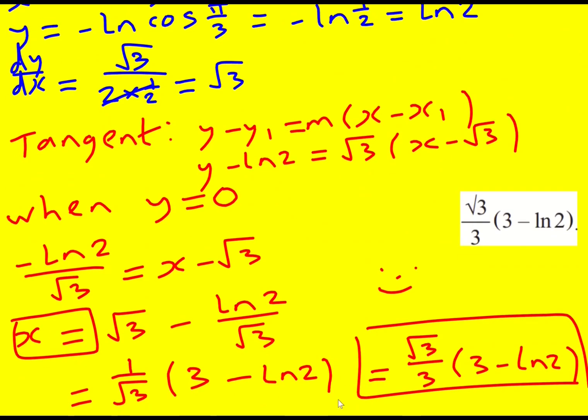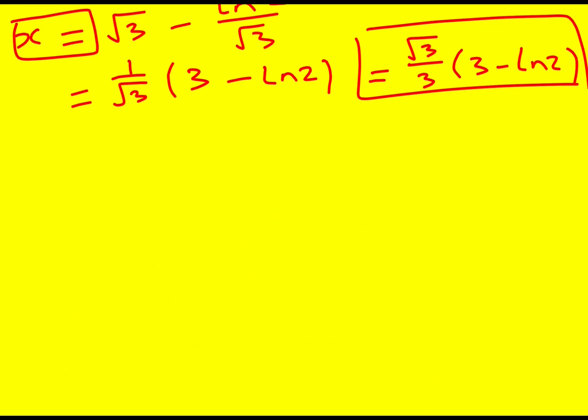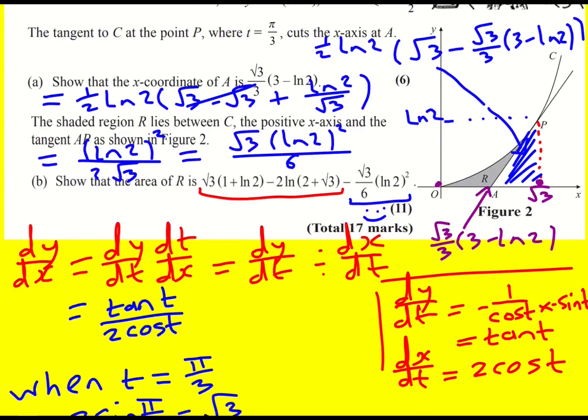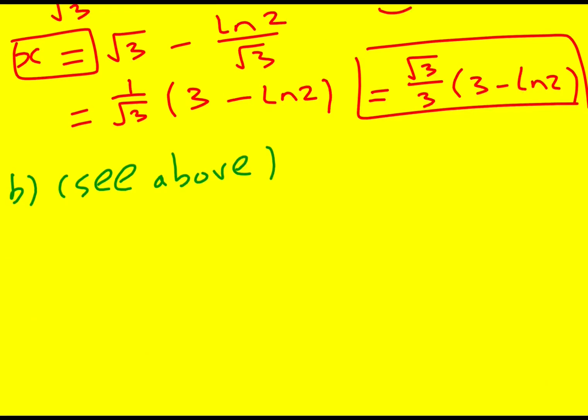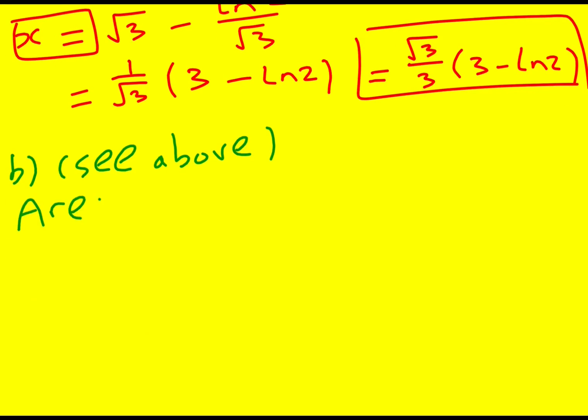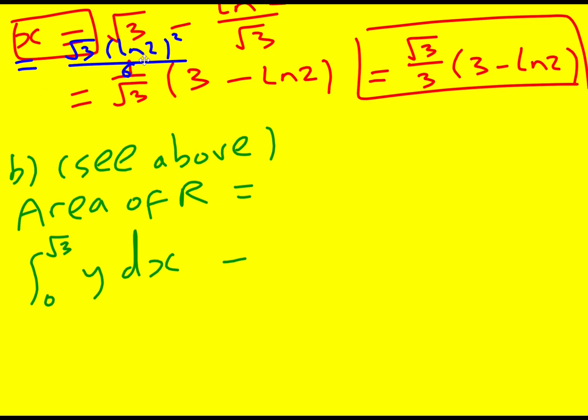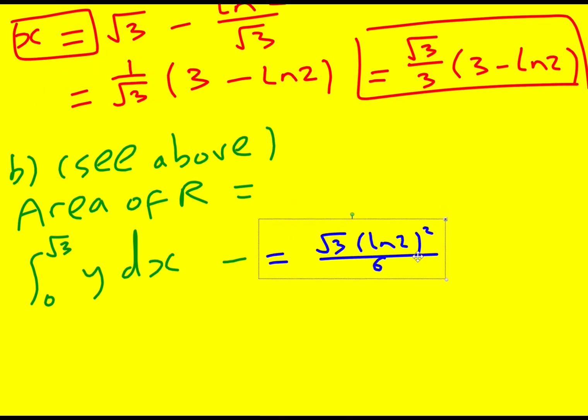Right, let's put this together then. So what we've done so far. I've done part of part B. So C above. Okay, now area R. Just trying to decide. Remember, is it called the shaded region? So area of R is equal to the integral from 0 to root 3 of the function y with respect to x, and I'm going to minus this thing here, the area of the triangle that I had before.